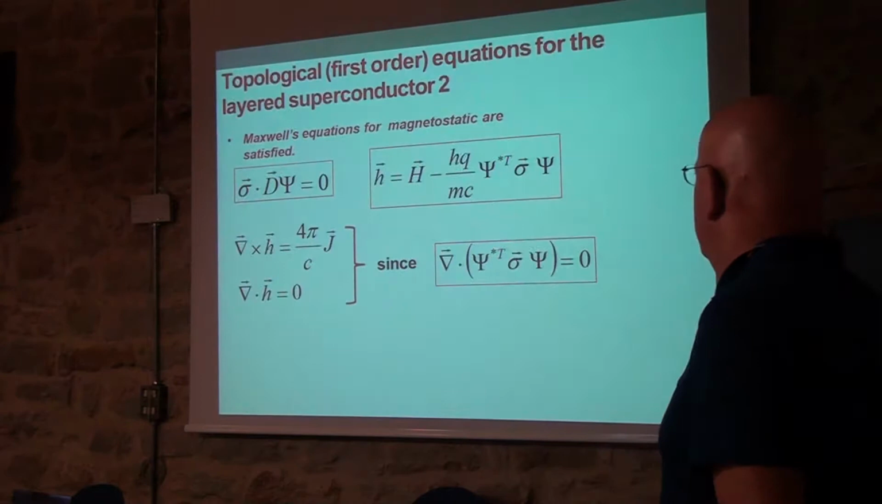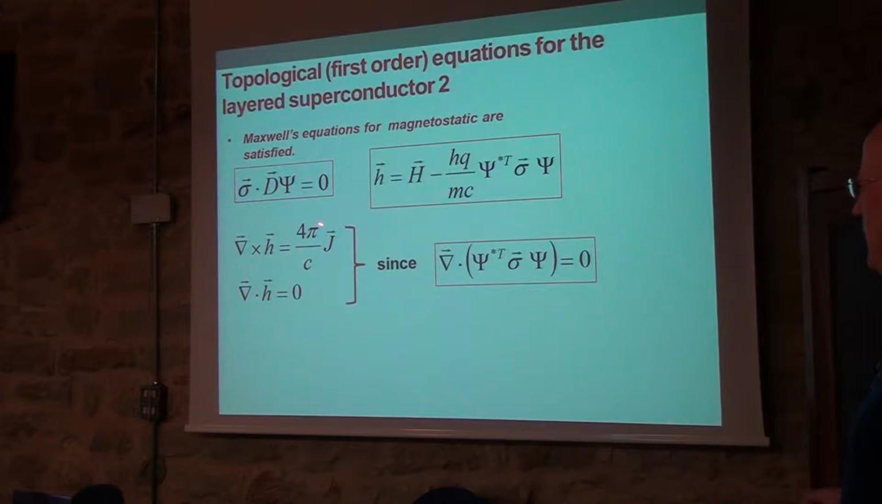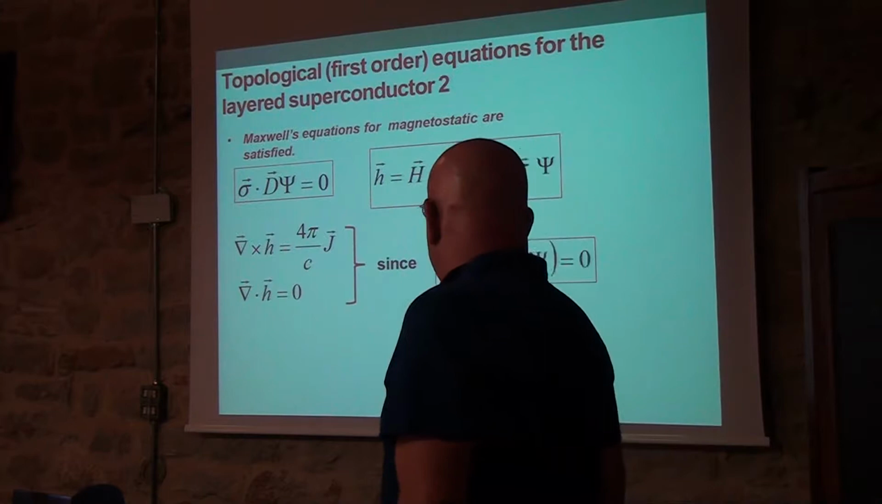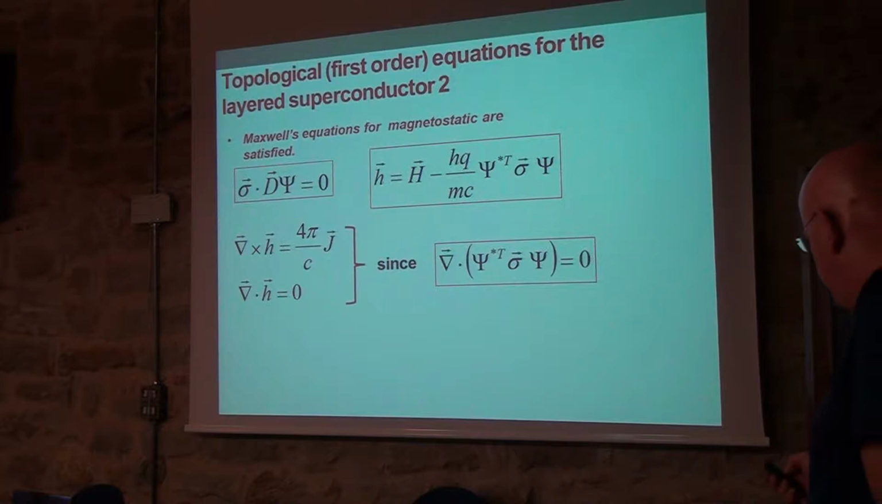magnetostatics, in the sense that if I apply the curl of H, I have Ampere's law, but if I take the divergence of H, it's also equal to zero, okay? This results from some manipulation, it's simple. I'll not do it here, because the divergence of this local expectation value is equal to zero. The other thing is that these equations break time reversal symmetry.